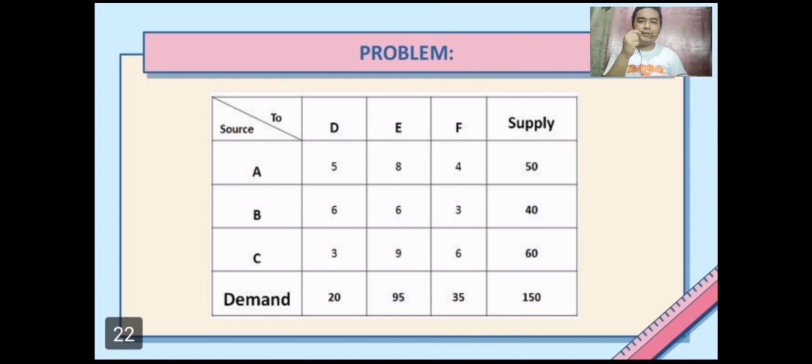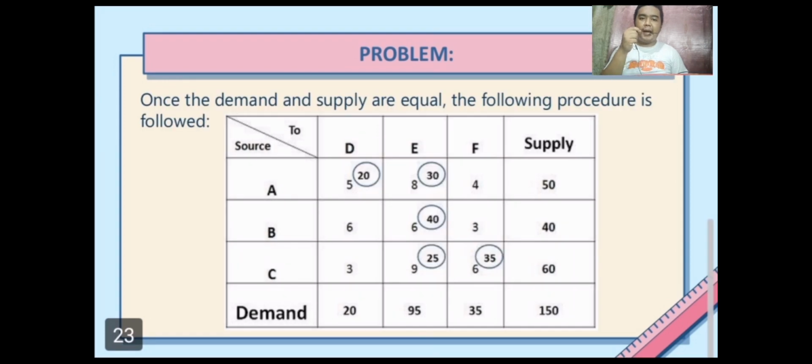Similarly, in case the supply is more than the demand, then a dummy destination is created whose demand will be equivalent to the difference between supply and demand. Again, the cost associated with the dummy will be 0. Once the demand and supply are equal, the following procedure is followed.